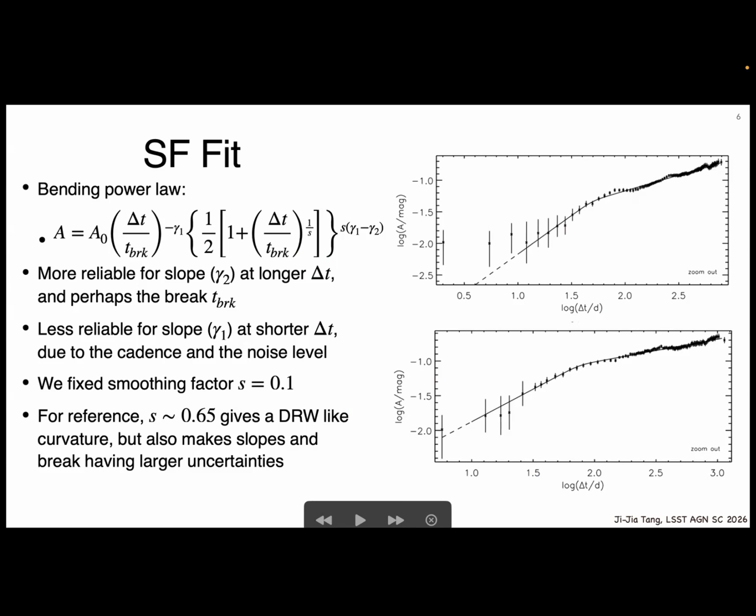Because of the noise and the cadence of our data, the slope on the short time scale is probably not so reliable, but the breaks and the long time scale slopes are more reliable. For the smoothing factor, we fix it at 0.1 here, but for reference, if we choose the smoothing factor to be 0.65, it's actually very similar to the curvature of the damped random walk function. But if we do that, the uncertainties for the slopes and the breaks will be much larger than with 0.1. So we fix it at 0.1 for now.